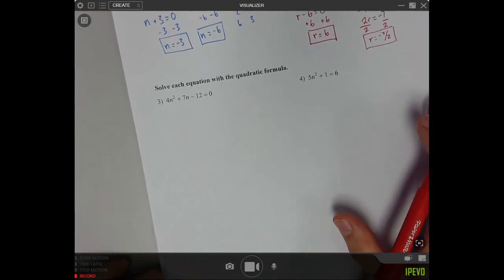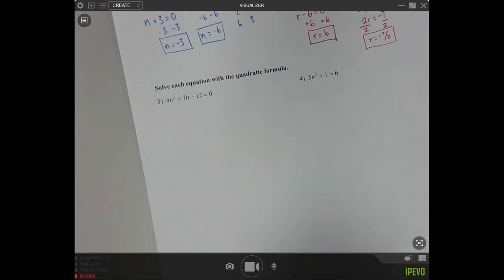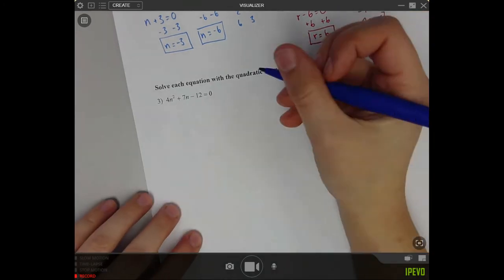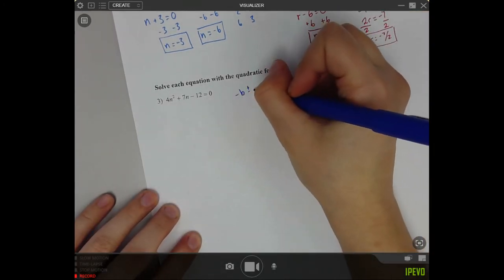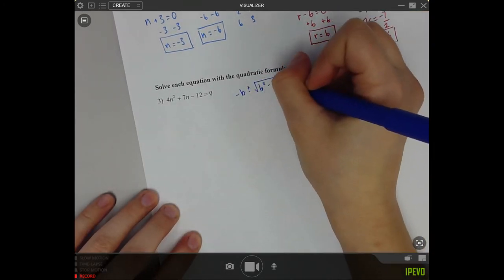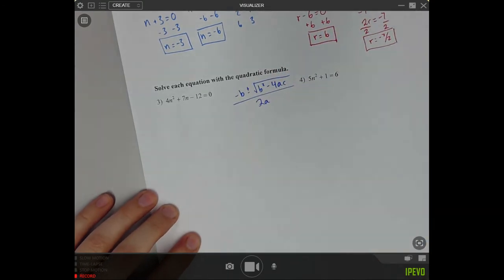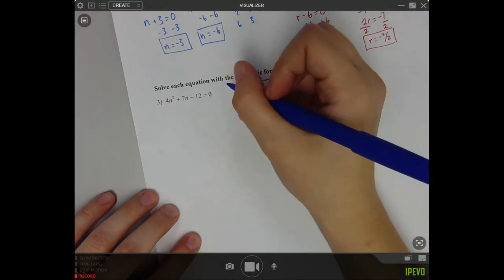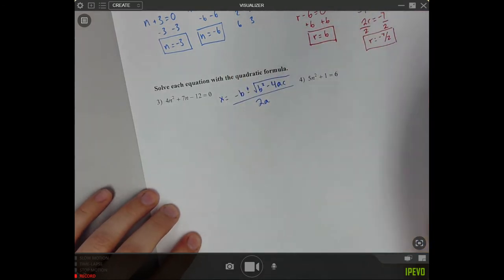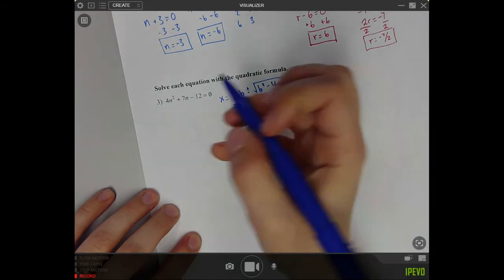Okay, so now we're going to use the quadratic formula. Just as a quick refresher, the quadratic formula is x equals negative b plus or minus the square root of b squared minus 4ac, all over 2a. If you haven't seen that video yet, you absolutely will, because it's the best video on the planet. So what we're going to do is just plug these numbers in.